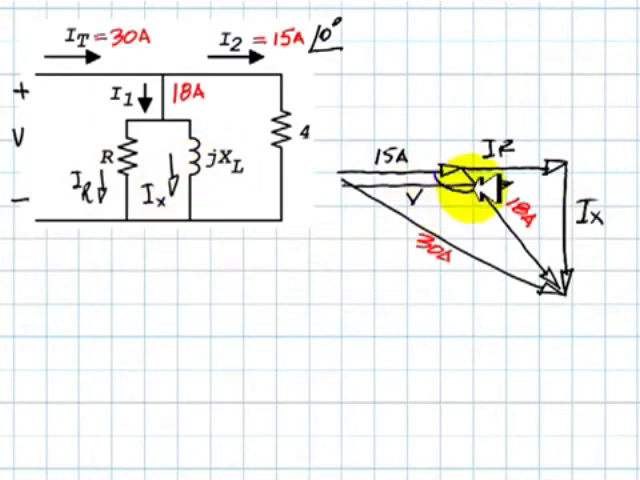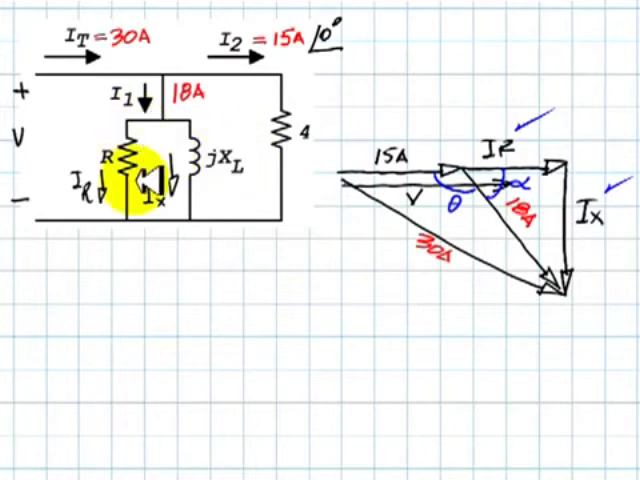How? This angle here, theta, we find using the cosine law, and then subtracting that from 180 degrees, we get the angle alpha. 18 times cosine of alpha is IR. 18 times sine of alpha will be IX. So that way we find the values of the currents in R and in XL.